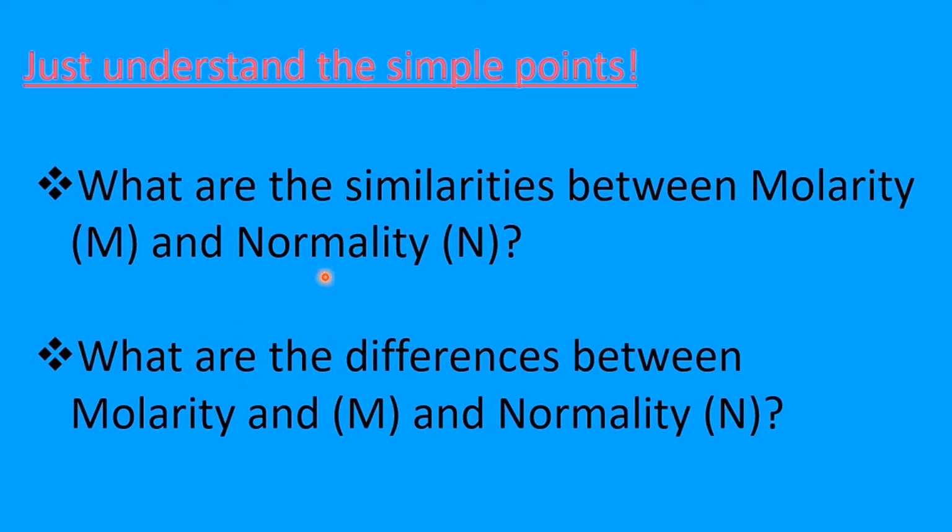Next, what are the differences between molarity and normality? Here the denominator term is the same, but the numerator is different. What is the difference in the numerator? In the case of molarity, the molecular weight term is used. In the case of normality, the equivalent weight term is used. To get the moles, what do you take? Weight by molecular weight. To get equivalents, weight by equivalent weight is taken. This is the difference.